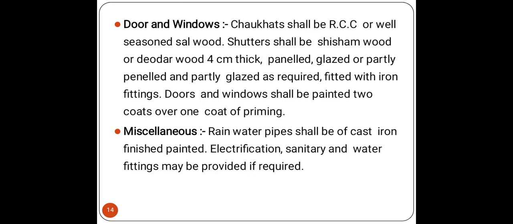Now here also, for the case of doors and windows, the chowkhat shall be RCC and well seasoned salwood, and the shutters should be 4 centimeter thick, either of shisham wood or deodar wood. It can be paneled, glazed, or partly paneled or partly glazed as required, fitted with iron fittings. The doors and windows shall be painted 2 coats over 1 coat of priming. And as miscellaneous works, the rainwater pipe shall be of cast iron finished painted. Electrification, sanitary and water fittings may be provided if required.